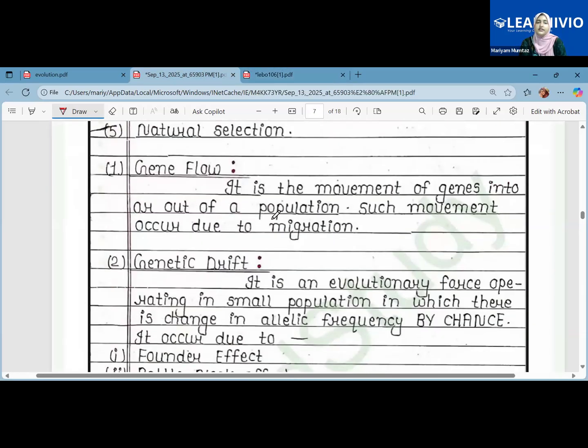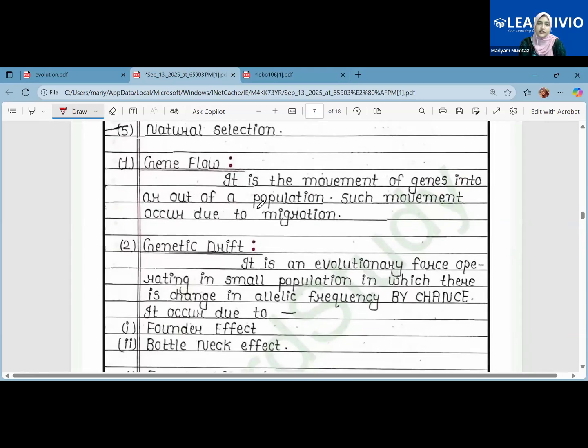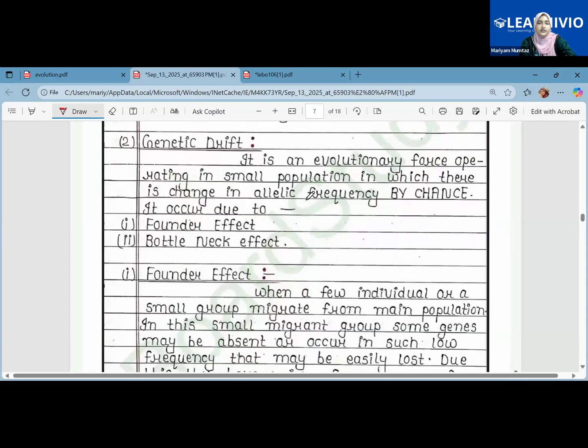So this is what they are saying. Gene flow is the movement of genes into and out of the population. Such movement occurs due to migration. Then second is genetic drift. Genetic drift is an evolutionary force operating in small populations, and this is happening by chance.